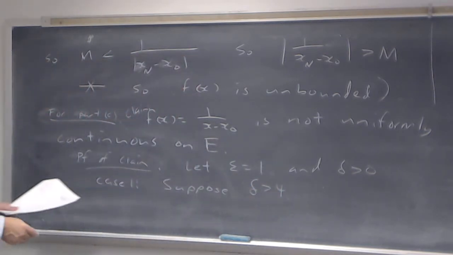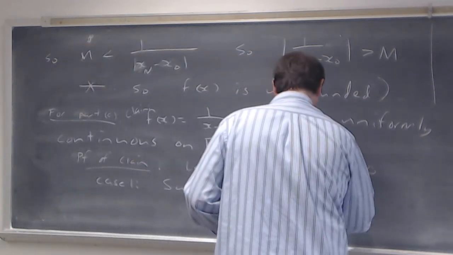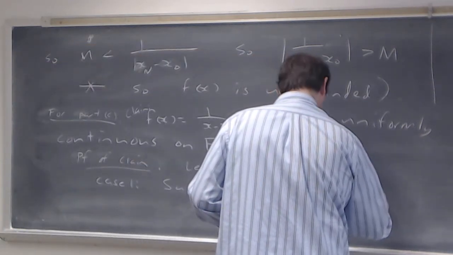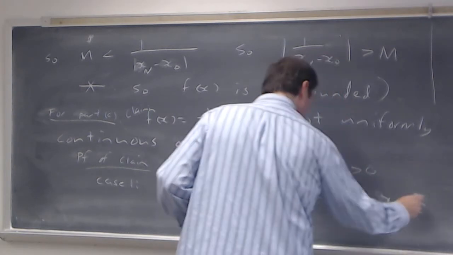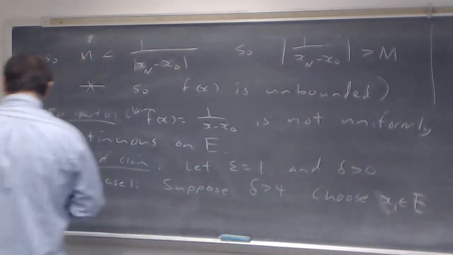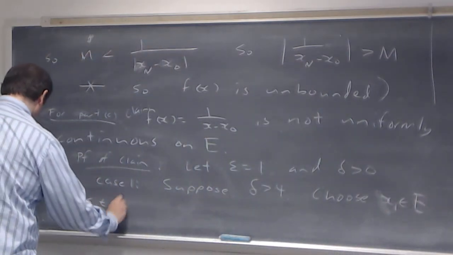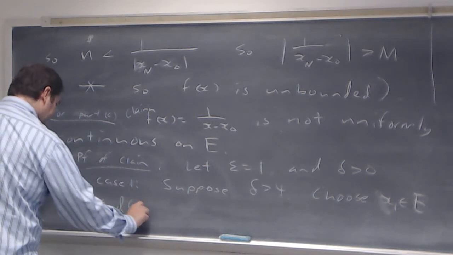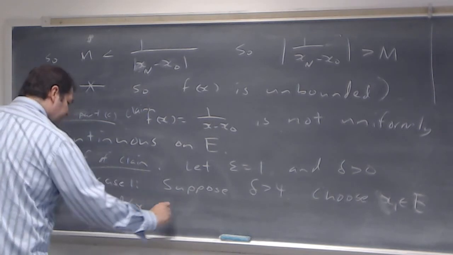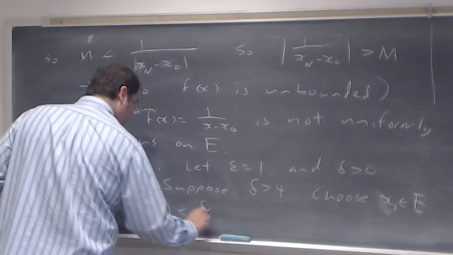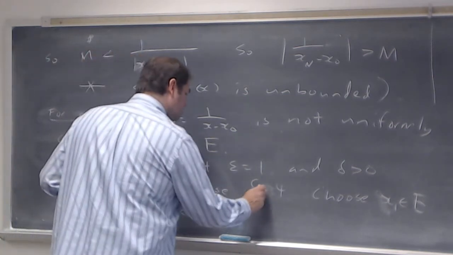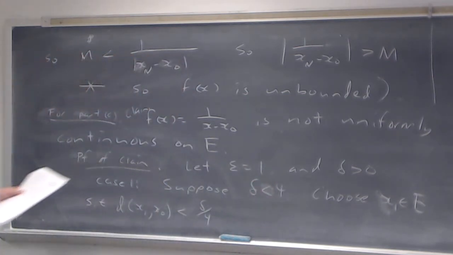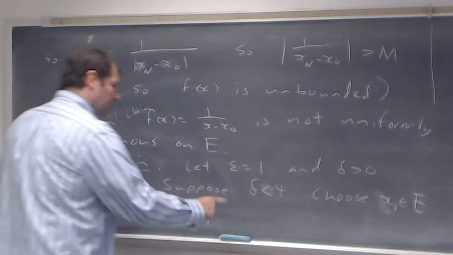All right, so here's what we do. We choose x sub 1, element of E, such that the distance between x sub 1 and x sub 0 is less than delta over 4. Okay. I've made a mistake in the case here. We're going to suppose delta is less than 4. Let's change that. Okay. So we're going to choose that x sub 1.